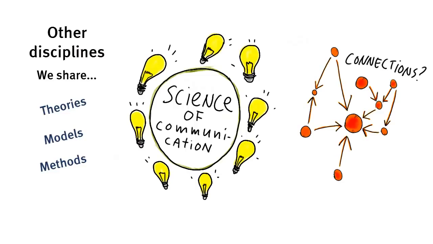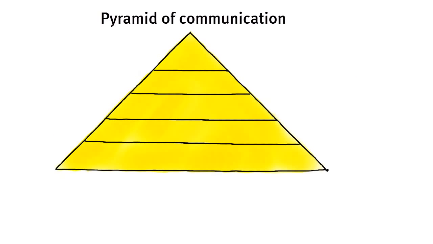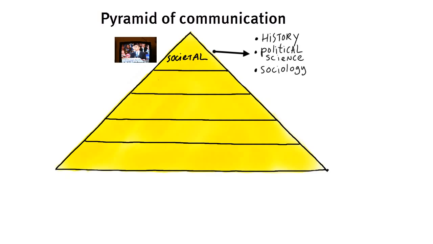To get an idea of the different levels of communication and how they are connected to other scientific disciplines, we can look at the so-called pyramid of communication. On the highest level of this pyramid, we find societal communication, which is by its very nature aimed at a large mass audience. Therefore, mainly historians, political scientists, and sociologists study this perspective.